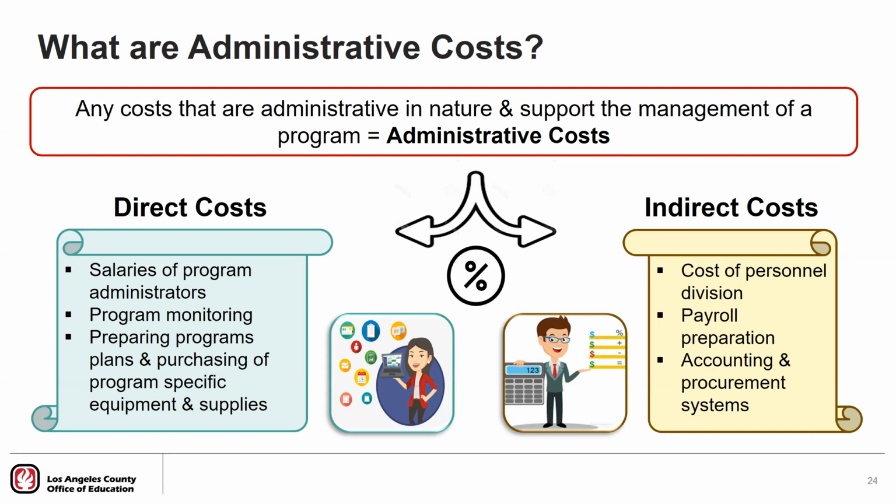Indirect administrative costs relate to costs of the personnel division or department, payroll preparation, accounting, and procurement systems. Always be sure to check what is allowed, including percentage for total administrative costs for programs under ESSA, the Every Student Succeeds Act. Programs or awards may specify what percentage may be charged to direct or indirect administrative costs.